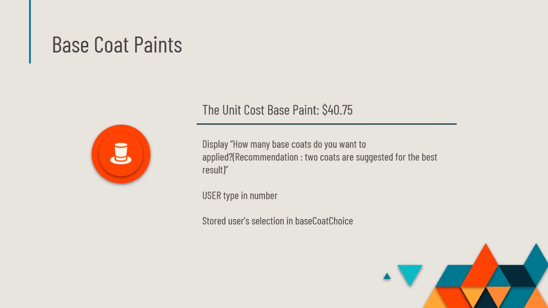With the area to be painted calculated, we can start to calculate how many cans are required for each paint. For the base coat paint, the unit cost of base paint is $40.75. So we display how many base coats do you want to apply, and also the recommendation. 2 coats are suggested for the best result. And then the user inputs the number of coats they want, and the number is stored in base coat choice.